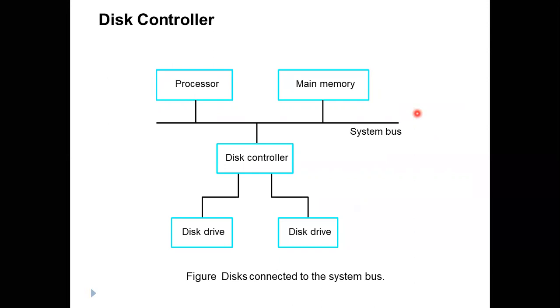Here you will see the processor, the main memory, and the system bus. These are the three mandatory requirements of a computer system. Through these three features, the computer system is working. Now this system bus is interacting with the disk controller, and there is a subordinate or lower hierarchy of the disk controller.